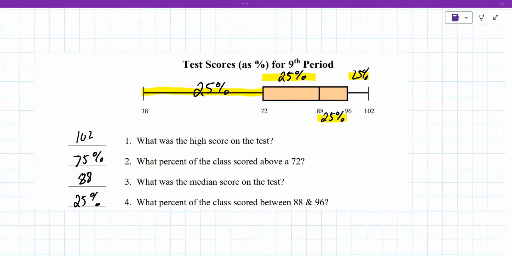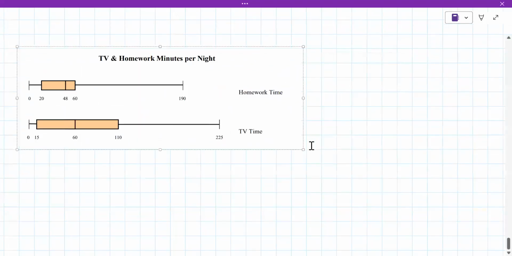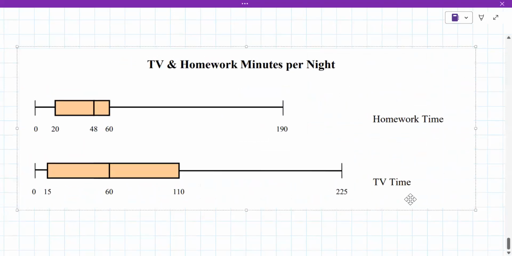The other type of problem they might ask you is to compare two box and whisker plots. Here's a pair of box and whisker plots. The top one is time spent on homework each night. The bottom one is TV time. We could probably replace that with time on a cell phone. So you could be asked some questions like, which group has a higher median?